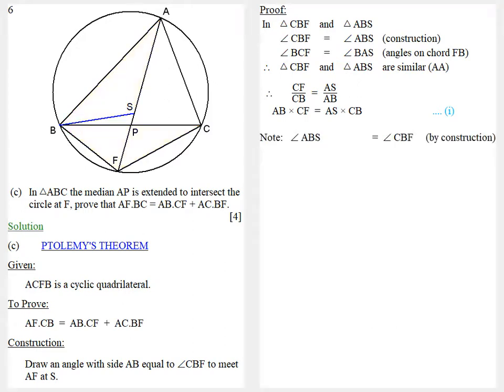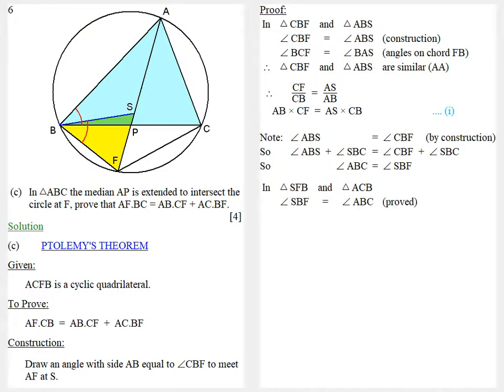Now note, the angle ABS is equal to the angle CBF. That was our construction. If we add on the angle SBC on both sides, the angle ABS plus the angle SBC is equal to the angle CBF plus the angle SBC. But that means the angle ABC is equal to the angle SBF. Now again, we're going to prove two triangles are similar. So, in triangle SFB and triangle ACB, we have the angle SBF is equal to the angle ABC. That's what we've just proved.